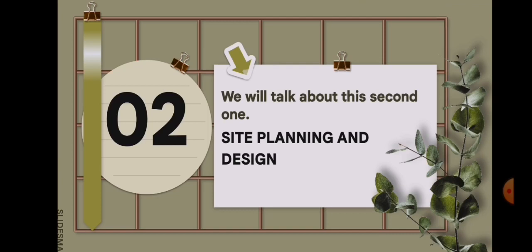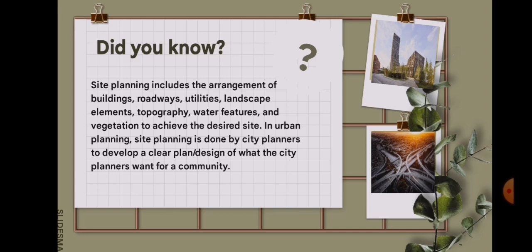Next, we have the site planning and design. Did you know site planning includes the arrangement of buildings, roadways, utilities, landscape elements, topography, water features, and vegetation to achieve the desired site? In urban planning, site planning is done by city planners to develop a clear plan design of what the city planners want for a community. So if the hotel is located in the province area, then the city planners will do the work where they will ensure what the best hotel is that is suited for that community.